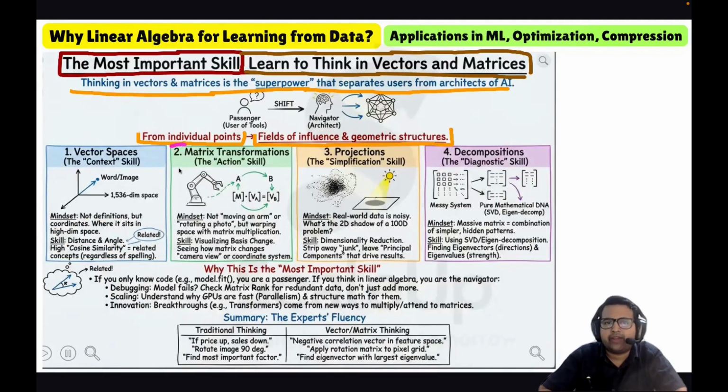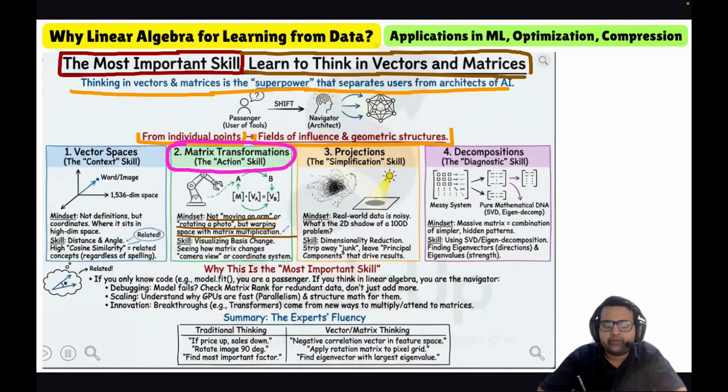Thinking in terms of matrix transformations, the action skill. In robotics and computer vision, experts don't think about moving an arm or rotating a photo. They think about warping space. A robot arm moving from point A to point B is just a series of matrix multiplications. If we think in terms of matrix transformation, then any operation, any action, we treat it like a series of matrix operations.